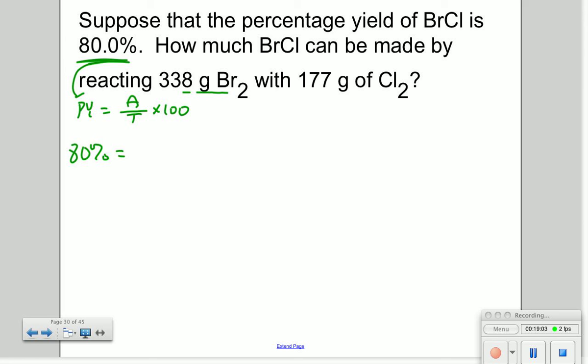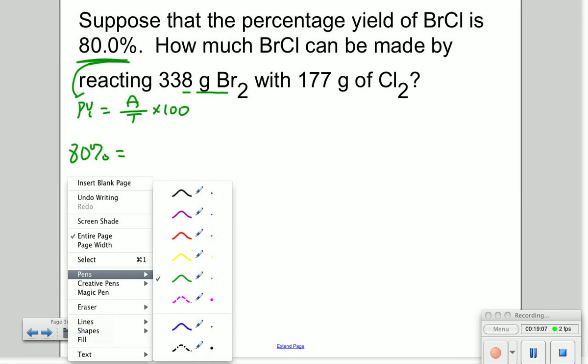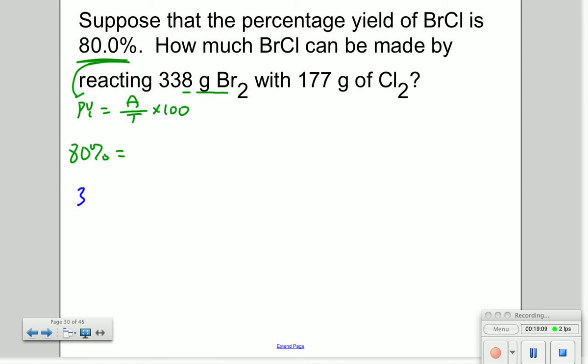I have to set up 2 stoichiometric equations to find my theoretical yield. I'm going to use a different pen color for this. So I have 338 grams of Br2. I need to convert grams to moles. Molar mass of just 1 Br is 79.91. Take that times 2, I get 159.82 grams of Br2. Okay, I'm in moles of Br2.